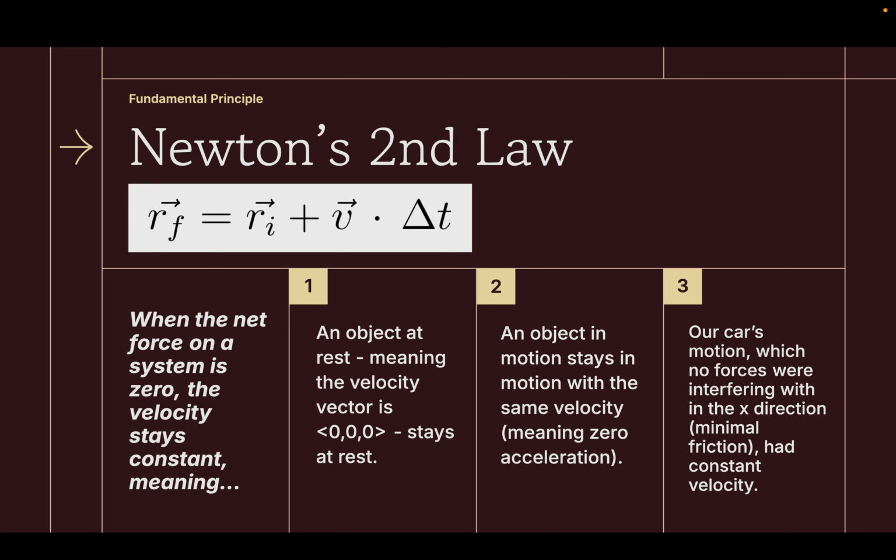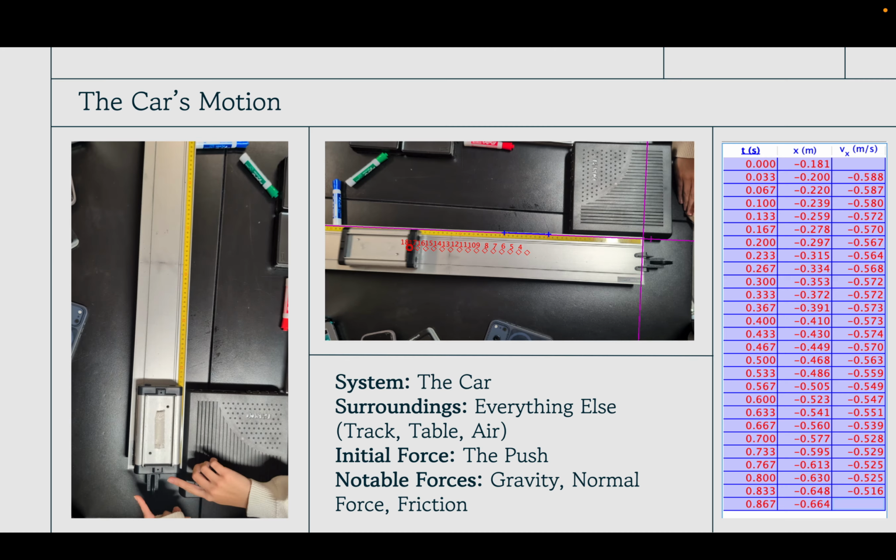And what this means for me is that the car's motion, which no forces were really interfering with in the x direction, we assume minimal friction, the car's motion would have constant velocity. So again, we started off the car, me and my group, by pushing it, but I only started the video and tracking the position after the car was moving at almost the same speed. It had stopped accelerating. I aligned the x-axis like this in Tracker and calculated the positions over the constant time intervals.